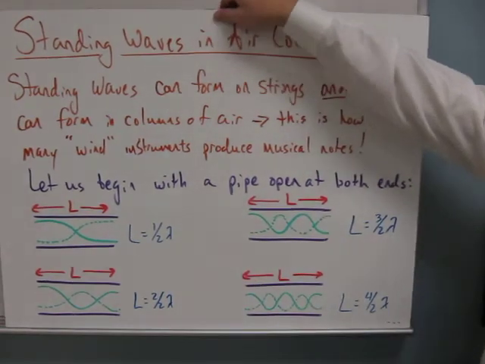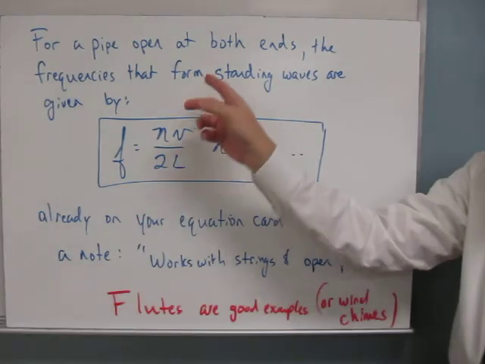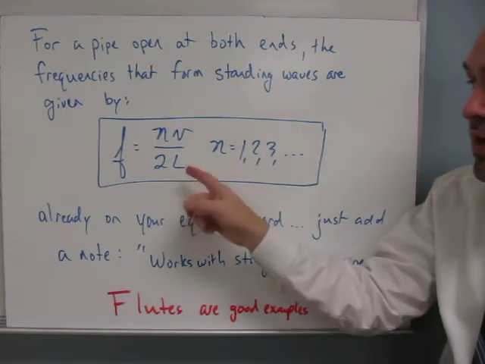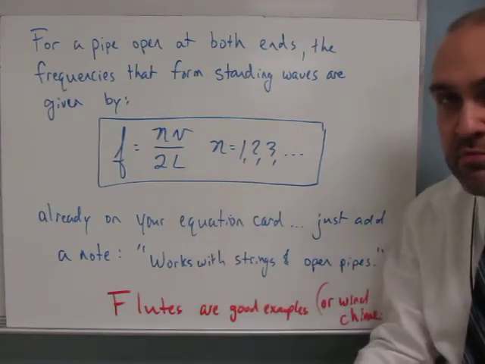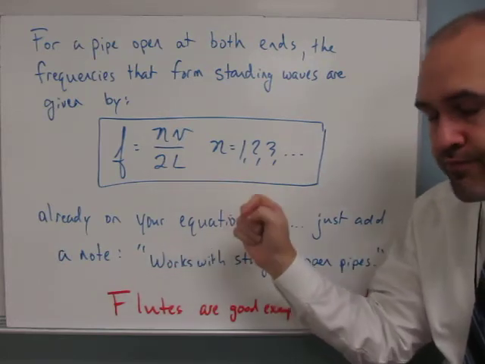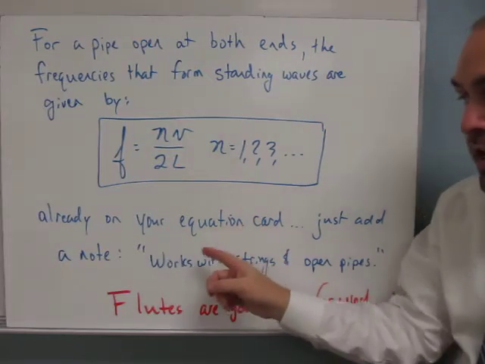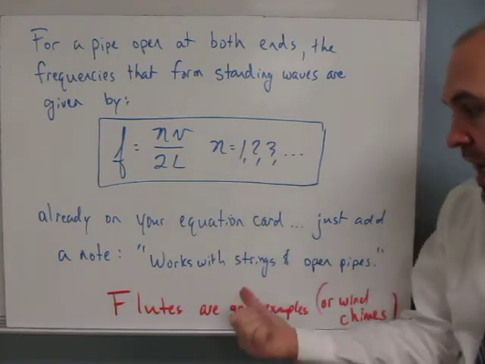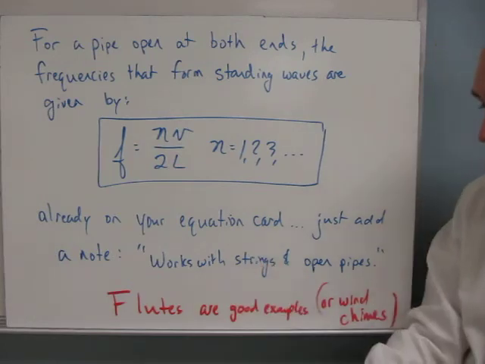And without going through the extra steps there, let's just summarize that by saying this. For a pipe open at both ends, the frequencies that form standing waves are given by this equation. Now that's the same equation that we had for strings that are fixed on both ends. So you should write it down in your notes, but it should already be on your equation card. Just make a note on your equation card that this equation works for strings fixed at both ends and for open pipes, for pipes that are open on both ends.